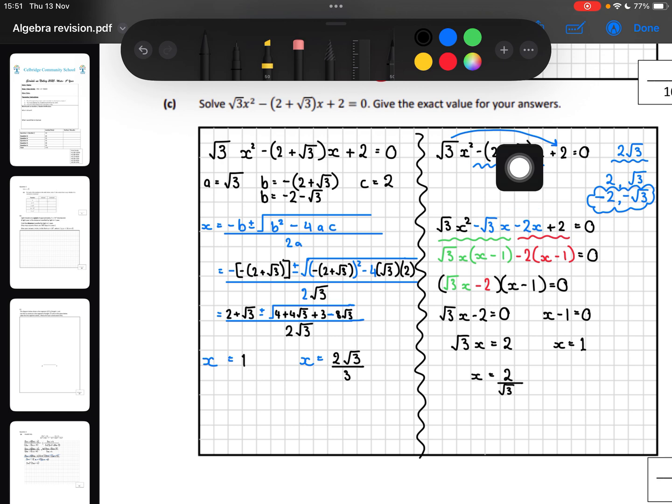Just a note, give the exact value for your answers. So if you go and round this, even to 4 decimal places, you are not getting your full 10 marks. Okay, so you can't round that, you can't put that down in decimal places. If you do that, you're not giving it in the form that they have asked.